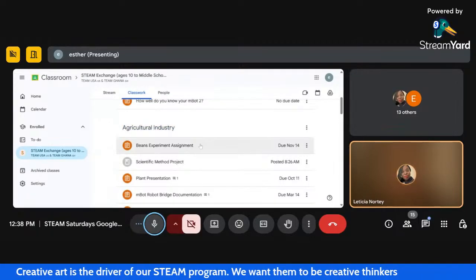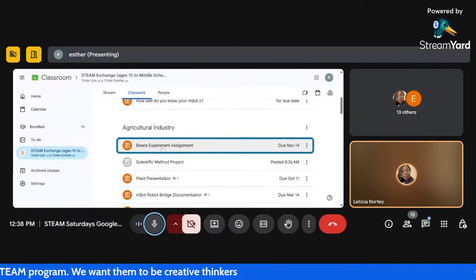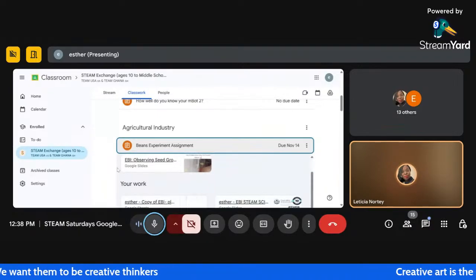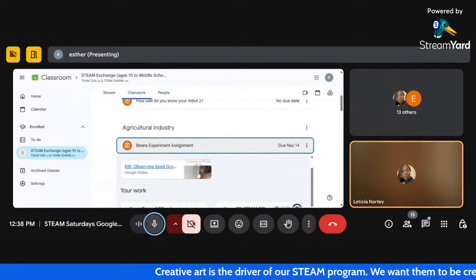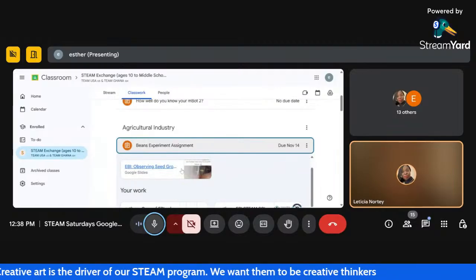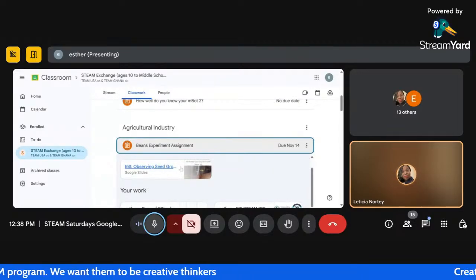That was for this year. And then you see the beans experiments. Okay. When you click on it and you scroll down here, you see the observing seed growth. This is the material that Miss Nuna and I use to help all of us understand what we are working on. So that's for you to view and stuff like that.